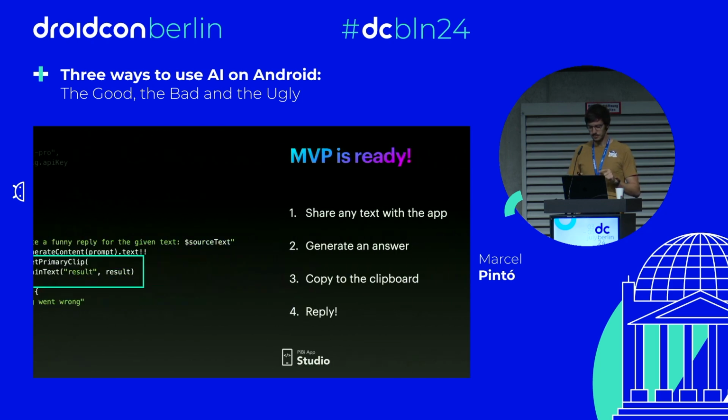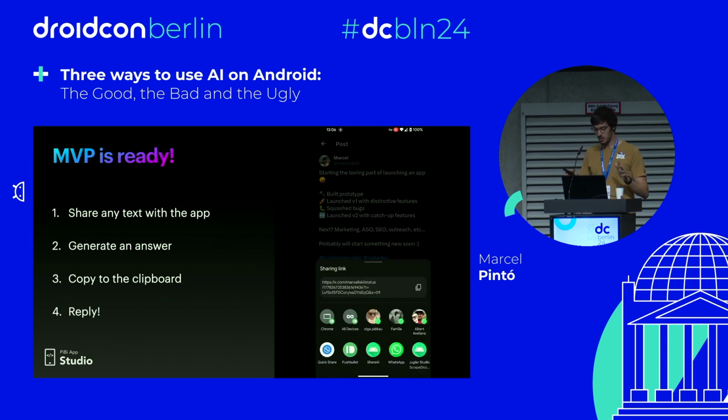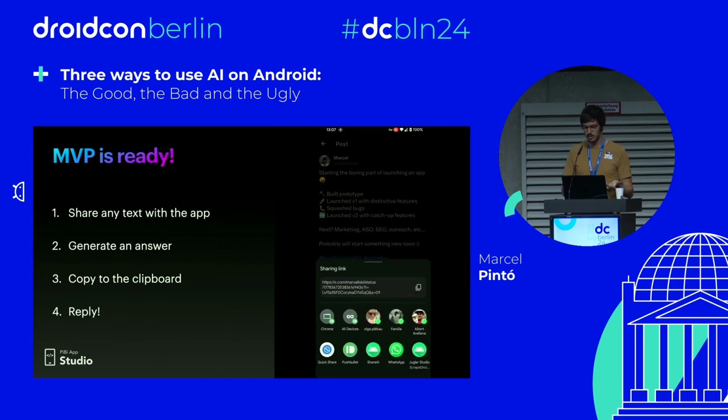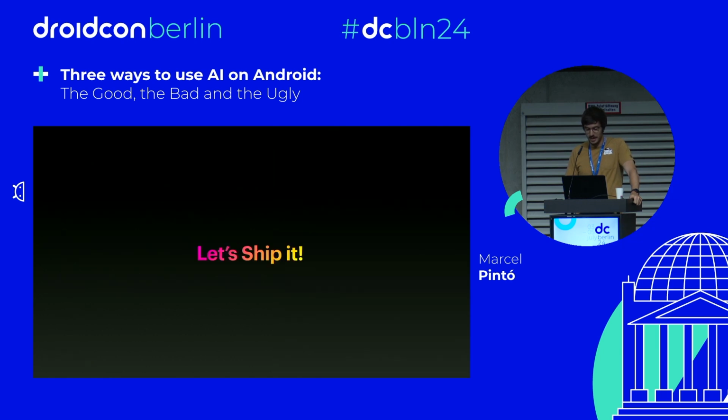So I think the MVP is ready. We share it with the app. It generates some answer. It copies into the clipboard. We go back to the app, and we can just directly share it. They're going to pay me so much money for that, you will see. I think it's ready. Do you think so? Let's ship it? Let's ship it.